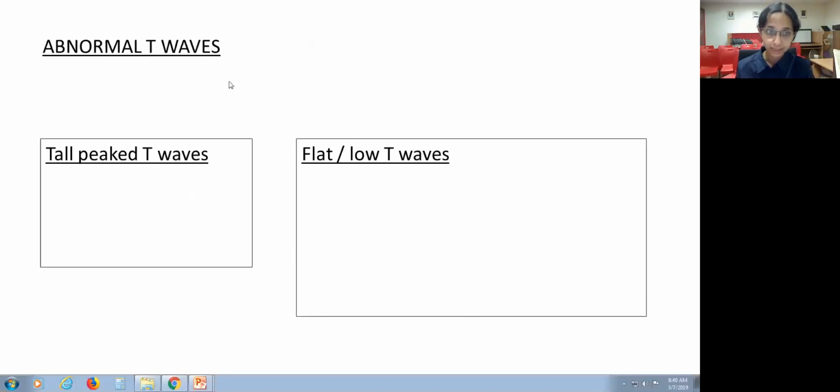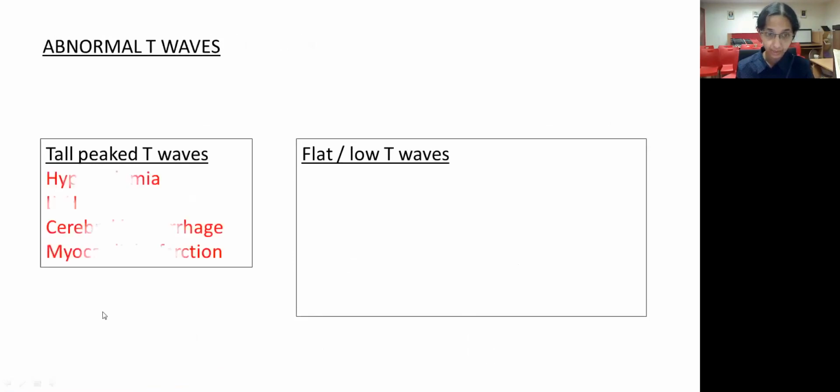So the T waves can be tall or the T waves can be flat. Typically, tall T waves are seen when? So hyperkalemia is a common situation where we see tall T waves, and the second is in left ventricular hypertrophy.